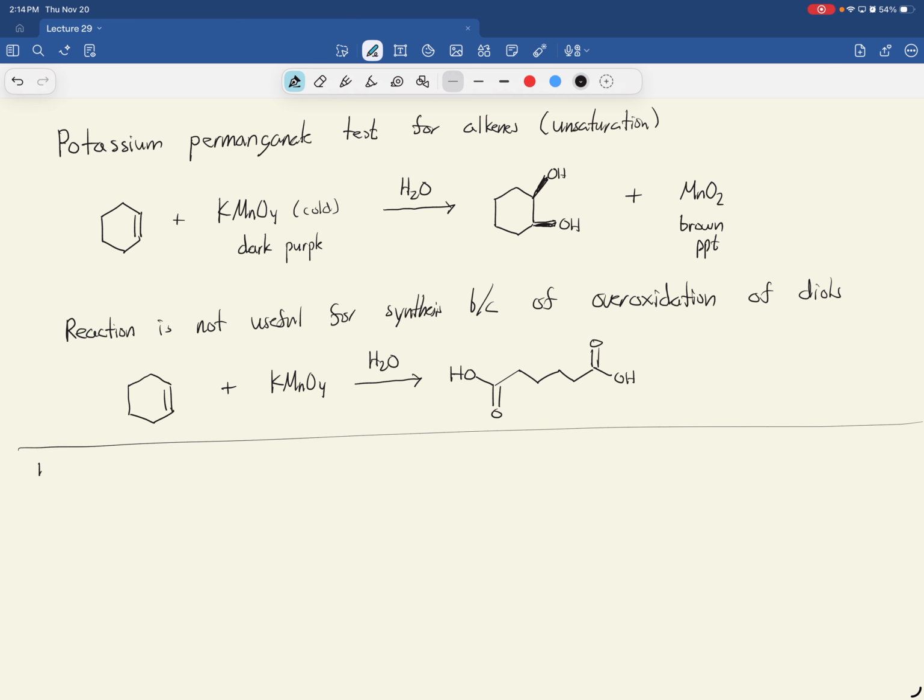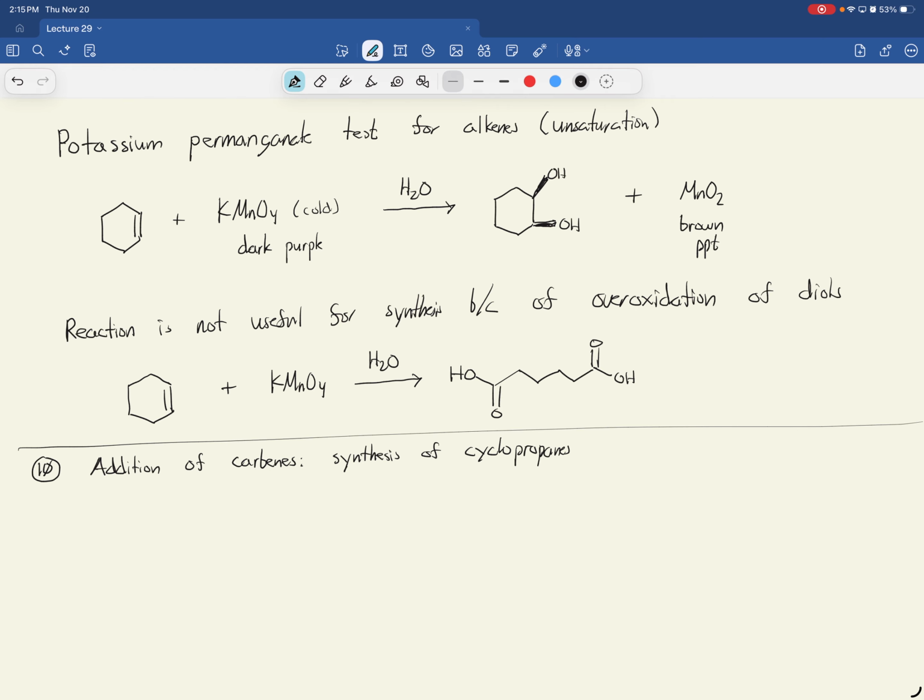All right, reaction 10. This one's cool. Addition of carbenes. A carbene is a reactive form of carbon. So this gives us access to the synthesis of cyclopropanes.